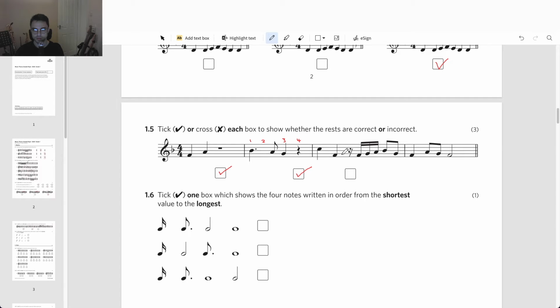All right, what about this one? Yeah, that looks good to me as well. So they're all correct. There isn't really anything else you could do here. There's no other way of writing this. And there's no rests in this.